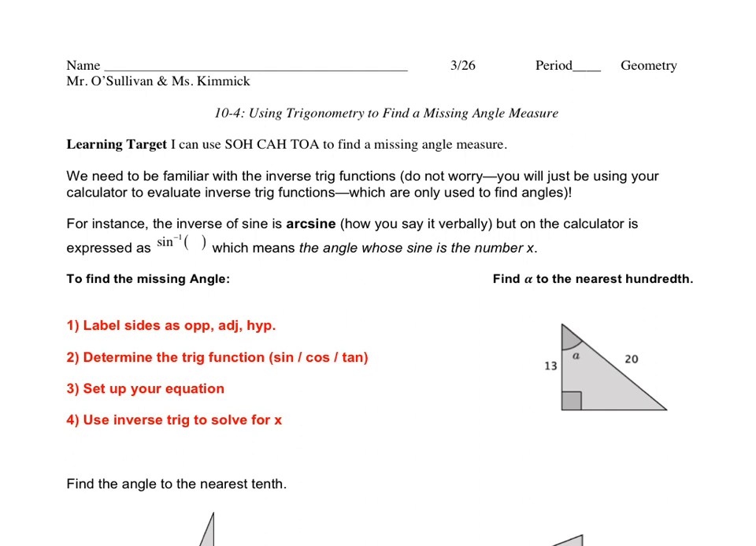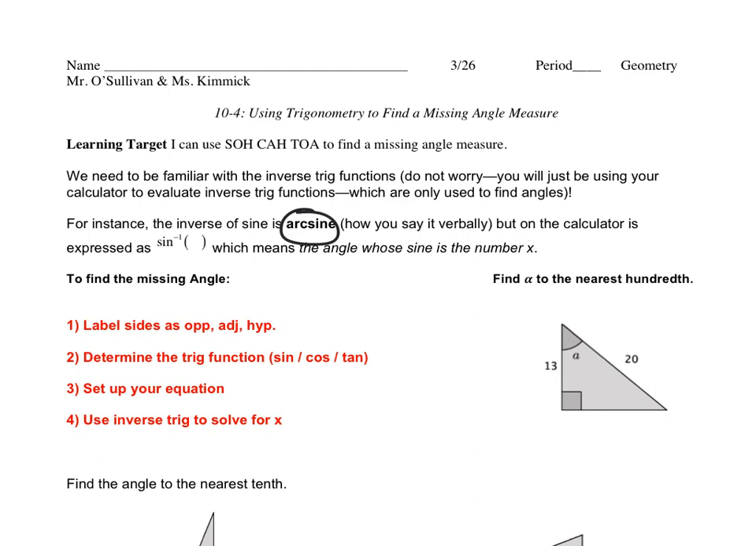Just giving you a heads up, we need to be familiar with the inverse trig functions. Do not worry, you'll just be using your calculator to evaluate the inverse trig, which are only used to find angles. So sine, cosine, and tangent are used to find side lengths. Inverses are used to find angles. For instance, the inverse of sine is arc sine. That's how you say it verbally. The inverse of cosine is arc cosine. The inverse of tangent is arc tan.